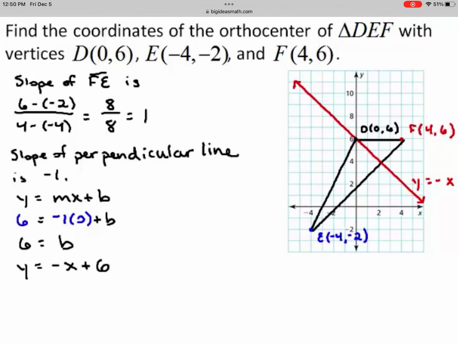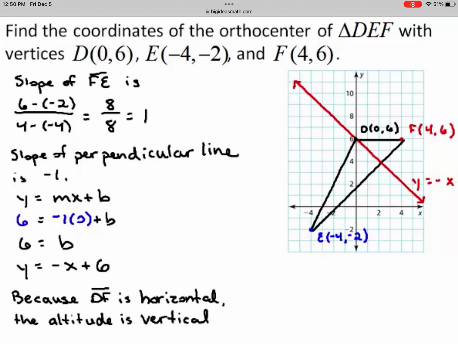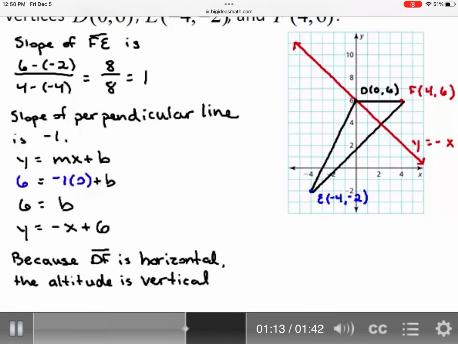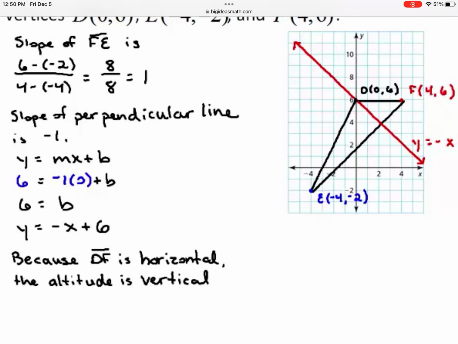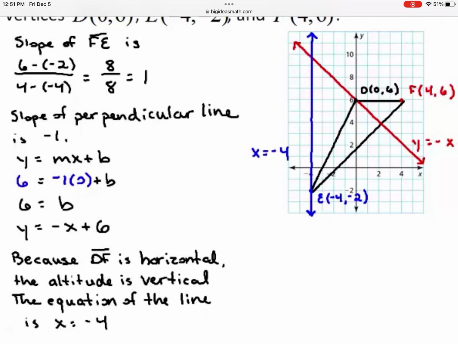Next, find an equation of the line that contains the altitude from point E to line segment DF. Because line segment DF is horizontal, the altitude is vertical. So the equation of the line is x equals -4, because x equals -4 goes through the point E (-4, -2). Graph this line on the coordinate plane.